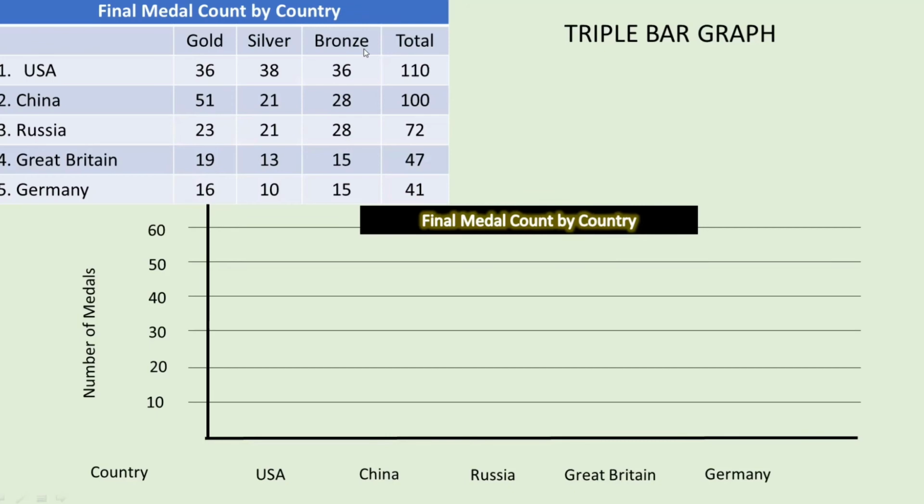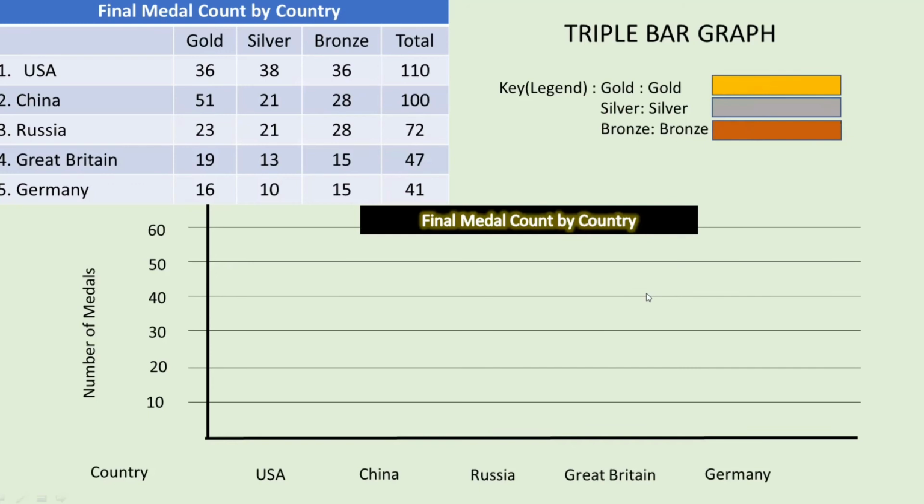So, since we have the gold, silver, and bronze, meron tayong 3 bar per country. So, ibig sabihin, tatlo yung bar dito, tatlo din yung bar sa China, tatlo din yung bar sa Russia. Dahil, ayan, meron tayong 3 data per country. So, we need the legend or the key. So, meron tayong gold, which is gold na natin yung color. The silver is also silver. And the bronze is bronze.